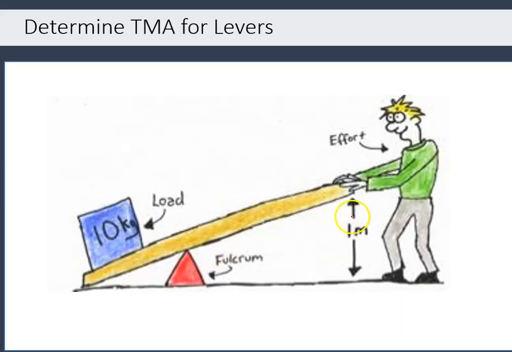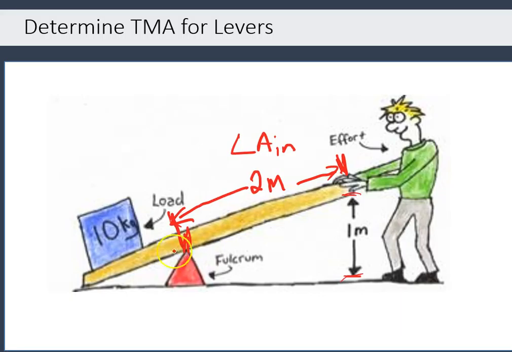Now, right now I no longer really care about this 1 meter distance, except that it provides a sort of scale for us here. I'm going to guesstimate. Let me make that thicker. I'm going to guesstimate that this distance, I know it's probably not quite 2 meters, but I'm just going to say that it's 2 meters. This is our lever arm input. It's the distance from where he's applying his force to the fulcrum.